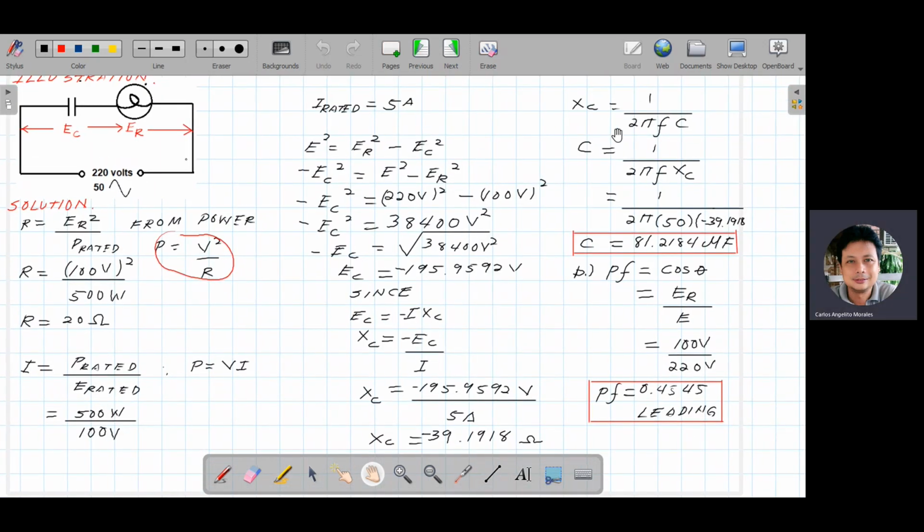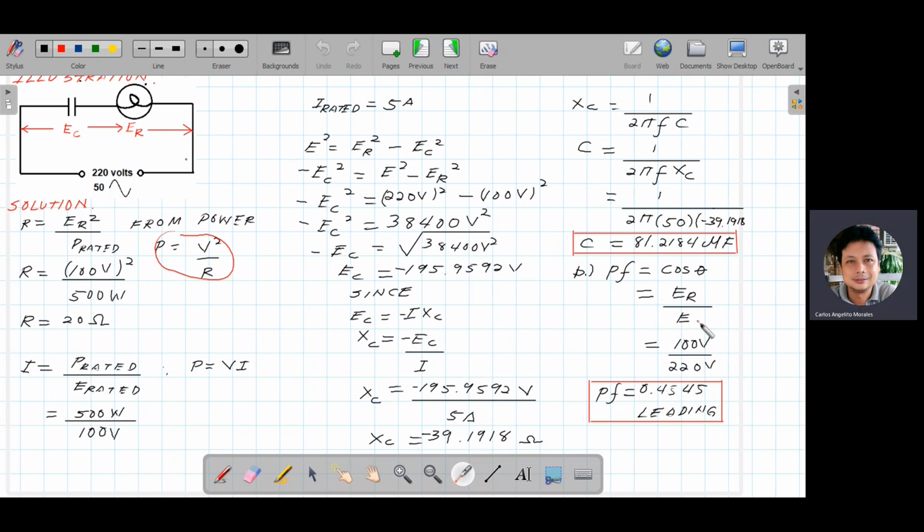So the capacitive reactance is 1 over 2 pi f C, so the capacitance is given by 1 over 2 pi f X_C. This is the formula we derived here. You get the value of capacitance as 81.2184 microfarad. When you buy a capacitor, it is rated in microfarad or picofarad.